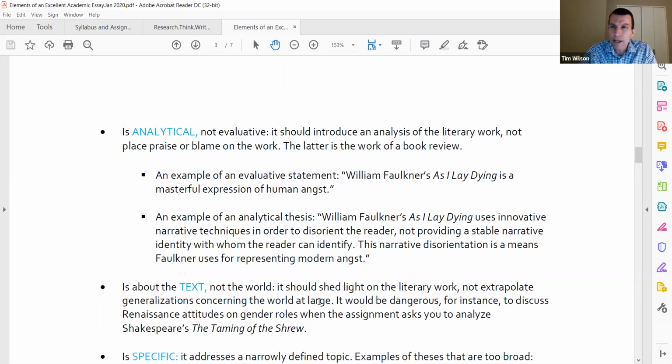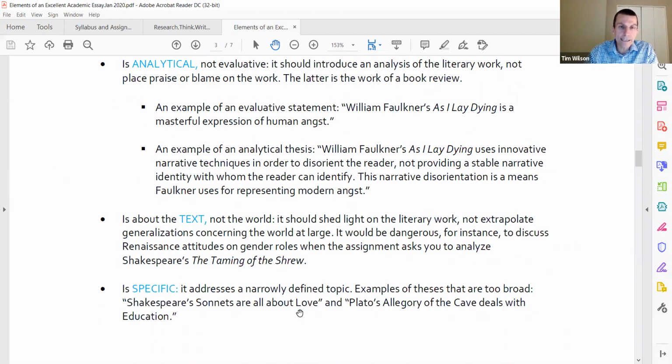Has anyone ever read "As I Lay Dying" by Faulkner? I could have put it on this course. It's a very good novel. No hands? Read it. Read it after the course this summer. It's a good one. Okay.